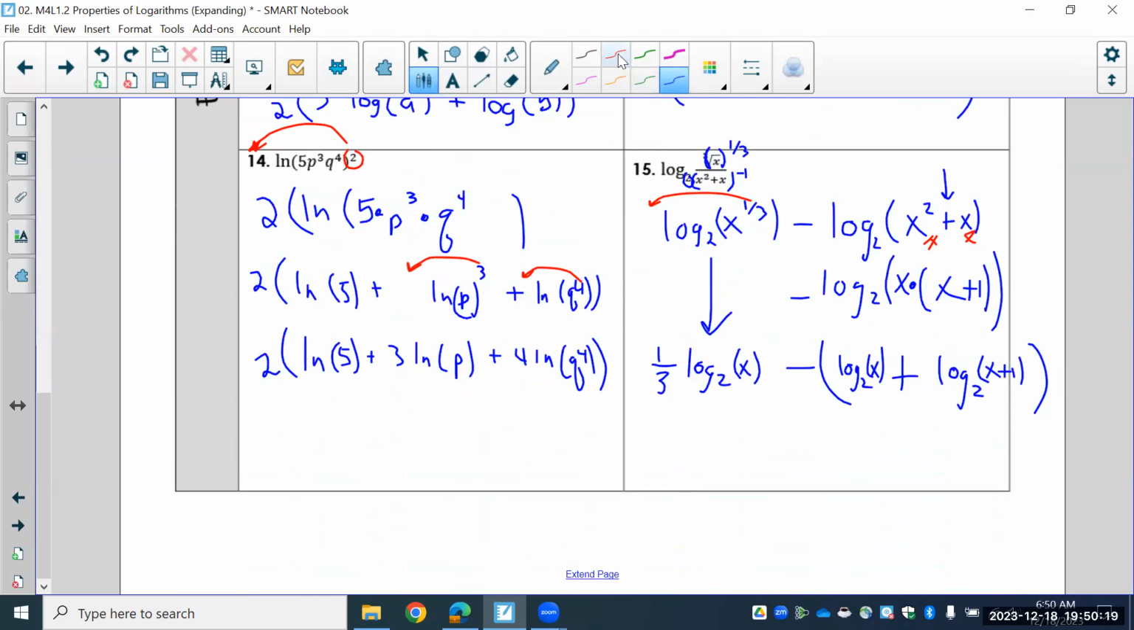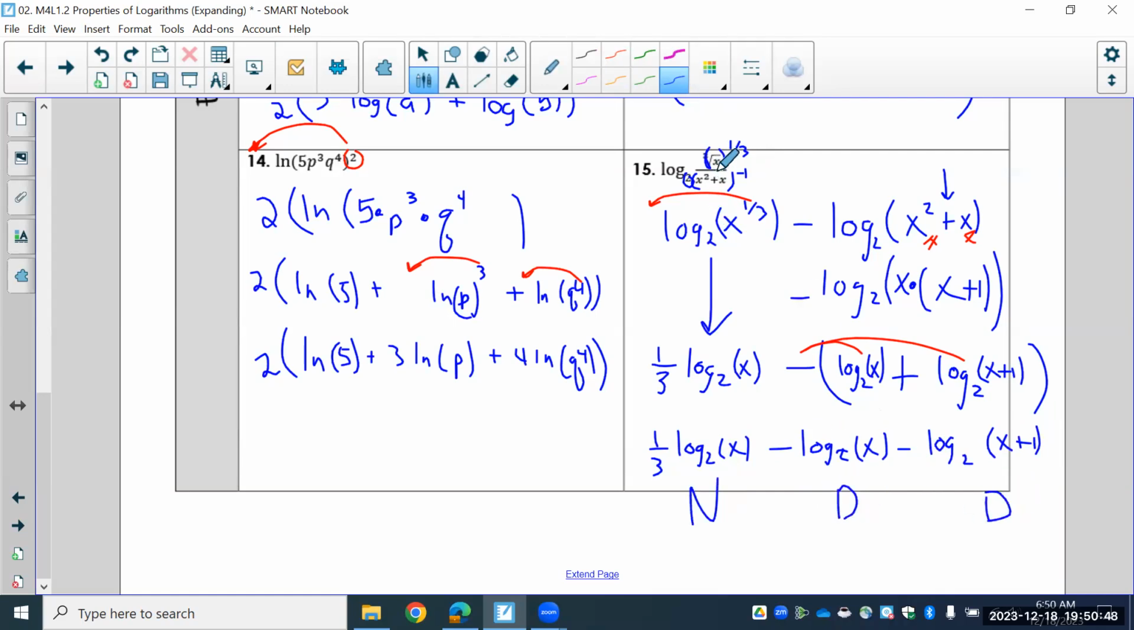And I will say it might make more sense if I distribute this. This is correct, but let me explain why that'll make sense from the beginning problem. If I take a look at this and I have negative log base 2 of x and then minus log base 2 of x plus 1, you should think about it like this. This was on the numerator. These two things were on the denominator. And if I go back and check, that makes sense. If this was a plus right here, that would say that I had x plus 1 on the numerator, which isn't true.